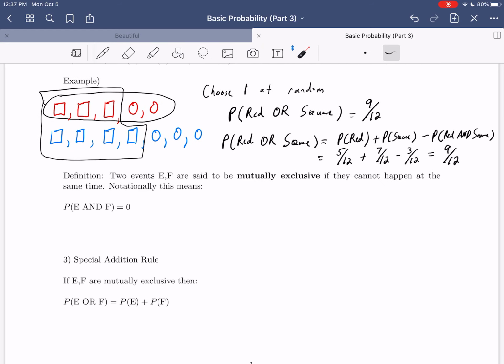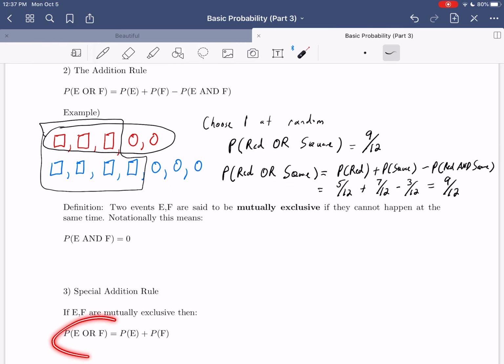Well, this is exactly the situation when there is no overlap. So we give something that sometimes is referenced as the special addition rule. What the special addition rule says is that if E and F are mutually exclusive, then to calculate the probability of E or F, you just simply add the probabilities. Notice that this rule here is the same as this, just without this component. Why can we just delete that component? Well, again, because we're in this special situation where we're assuming they are mutually exclusive. Remember, if they're mutually exclusive, the probability of E and F is 0. So this right here would be 0, so we don't need to worry about it.